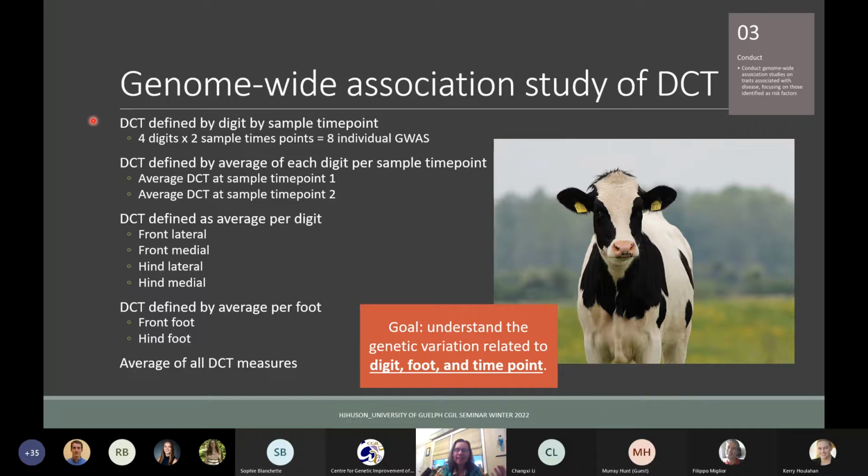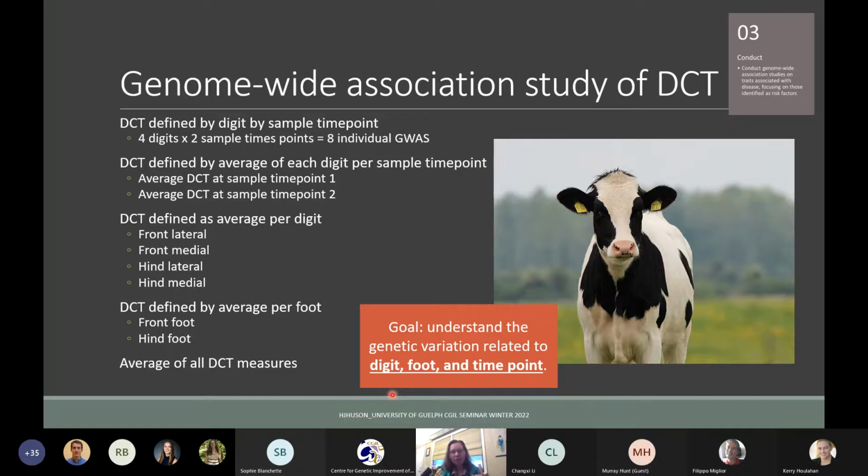So we had all of this data, let's use it. We were able to look at association studies to say, was there genetic variation related to the digit? So how much thickness was related to the digit? How much thickness was related to a foot versus time point? And now when we did all of these, I will say, I'm not putting the data here because it's just too much, but we did account for when their hooves were trimmed, who the hoof trimmer was, and what stage in lactation. That was all done. So we also had these covariates that can definitely affect our measurements.